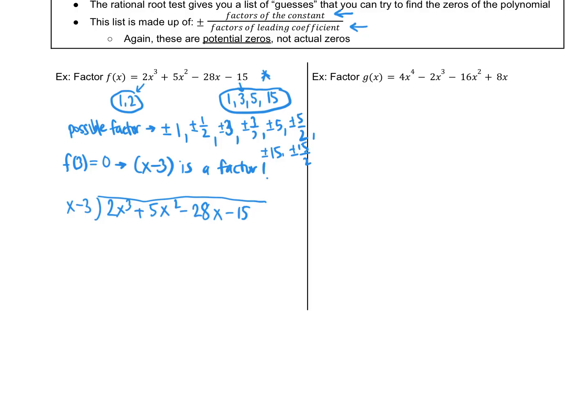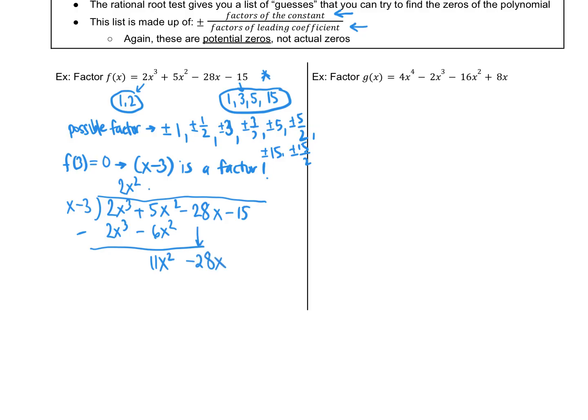So what times x gives me 2x cubed? That's going to be 2x squared. So that's 2x cubed. And now 2x squared times negative 3 is negative 6x squared. Subtract. And that's going to be 5 minus negative 6 is 11x squared. Bring that negative 28x down.